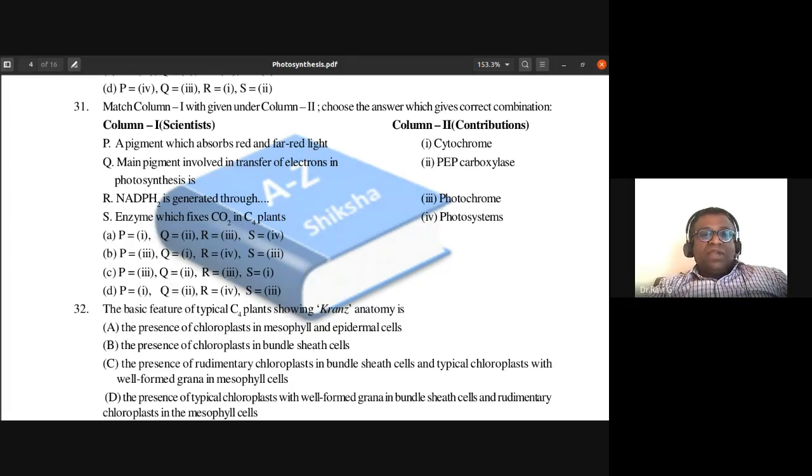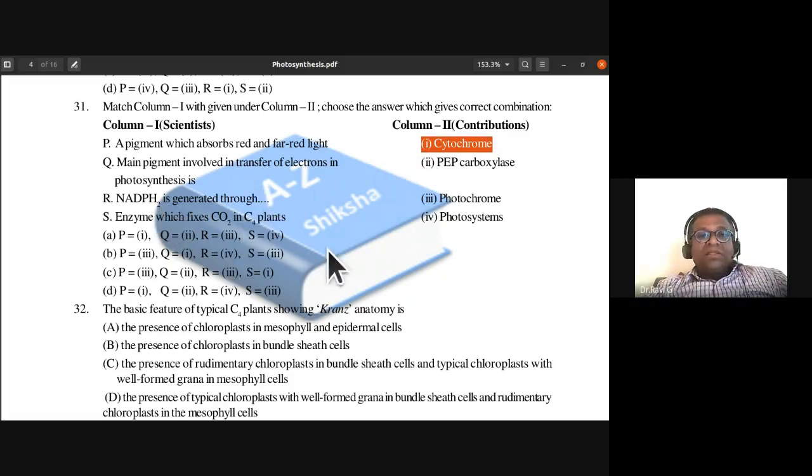So with these choices, let us find out the answer for the 31st one. See this, there is a typographical error. S should be 2. B is the answer for it, but S should be 2, it is not 3. P, a pigment which absorbs red and far red light, is phytochrome. Main pigment involved in transfer of electrons in photosynthesis is cytochromes, the cytochrome complex, you can remember.